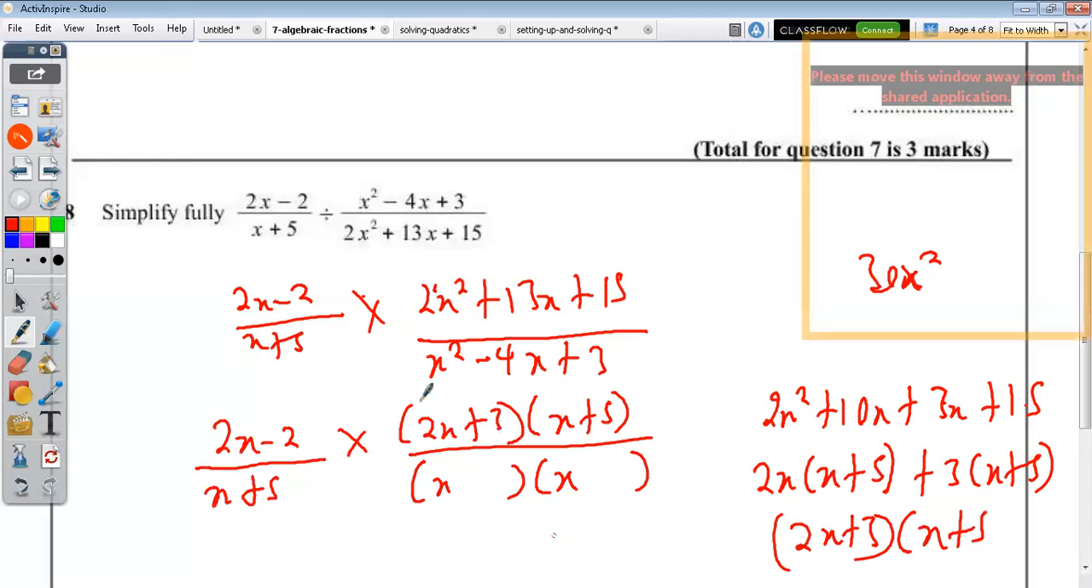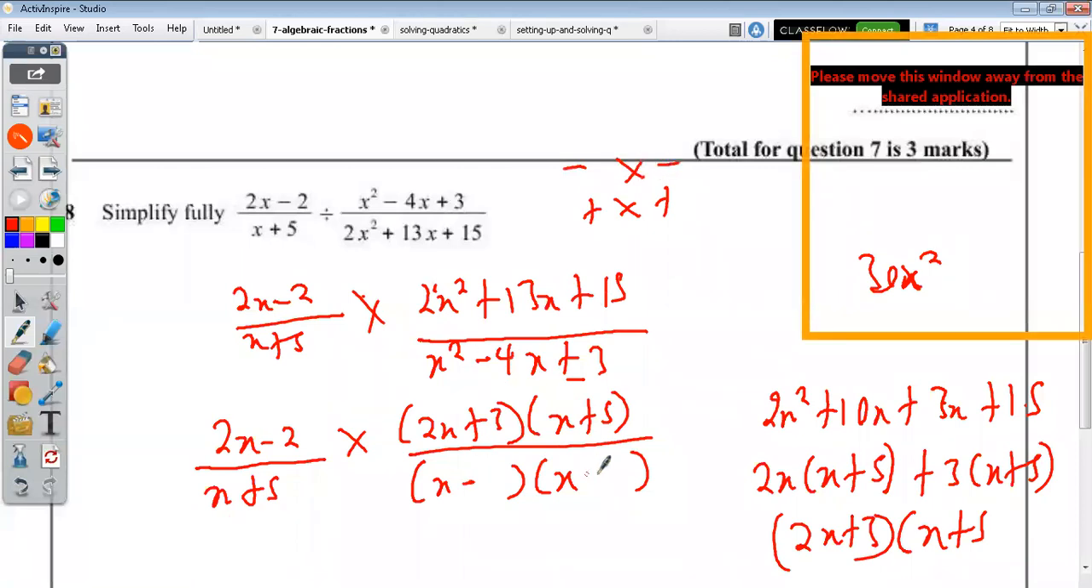Now it's a positive times a positive, or a negative times a negative. But the middle term is negative, so they are both negative numbers: negative 3 and negative 1, because if you multiply them you get positive. Then they give you that.